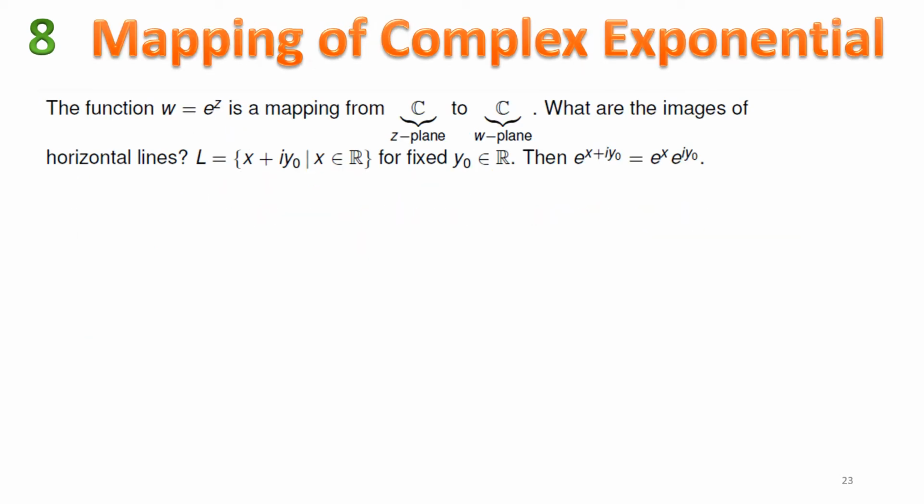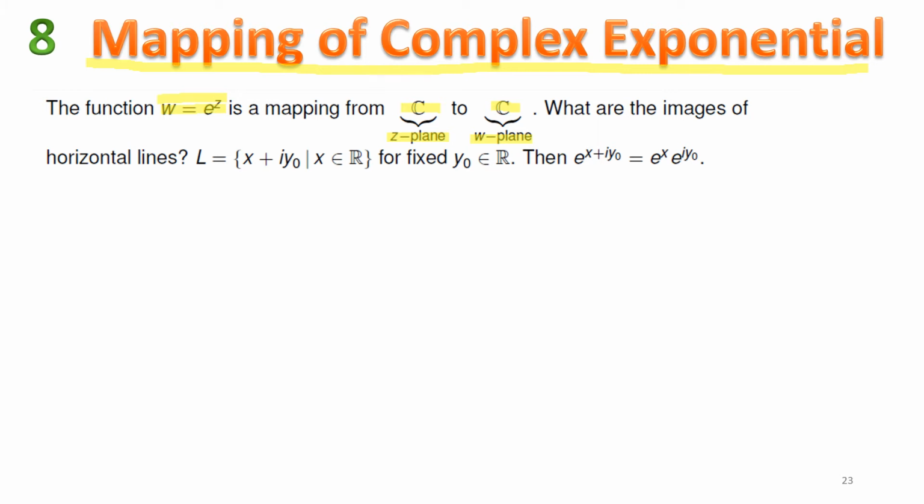Now we are in a position to discuss the mapping of the complex exponential function. It's a very interesting topic. Here we have a function w is equal to e to the z. We are interested in mapping the z plane, which is x plus iy, belonging to the set of complex numbers, to the new plane, which is again a complex plane that we are going to call the w plane, and here w is equal to e to the z. So what are the images of the horizontal lines we should first see?